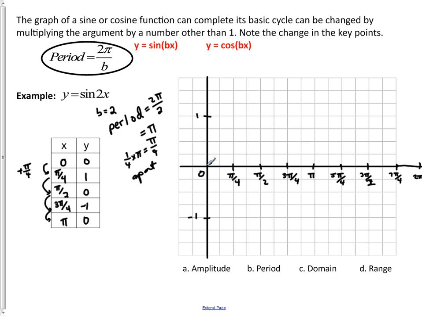So if we map these points here, we're going to start at 0, 0. We're going to get pi over 4, 1. We're going to get pi over 2, 0. 3 pi over 4, -1. And pi, we're back to 0. So one cycle of the function looks probably pretty similar to this.